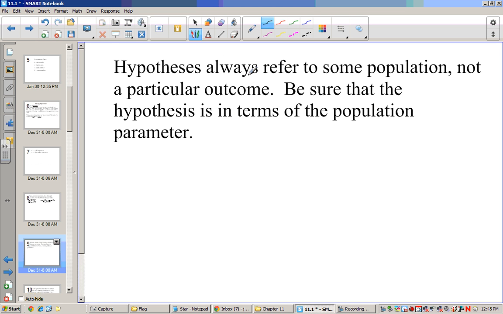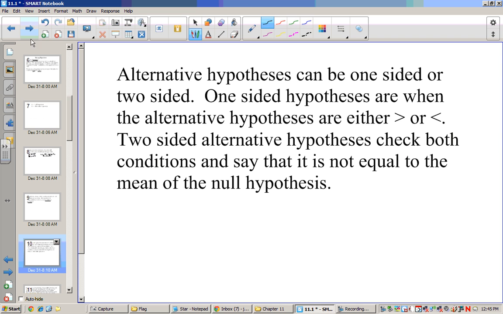Now, hypotheses always refer to the population, not the particular outcome. Just like when we did confidence intervals, our parameter is talking about the general population. So make sure it's always in terms of the population parameter and not the statistic. The alternative hypothesis can be one-sided or two-sided. One-sided hypotheses have either a greater than or less than, whereas a two-sided alternative hypothesis is going to be not equal to.